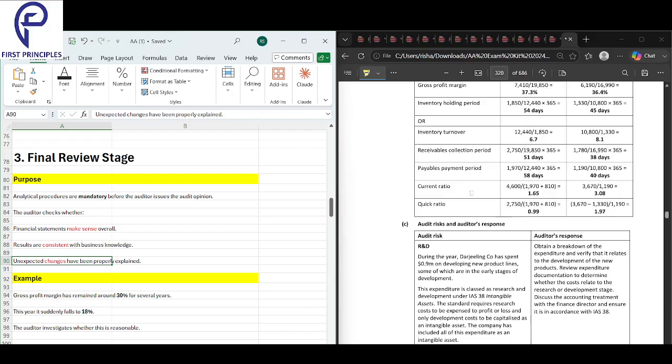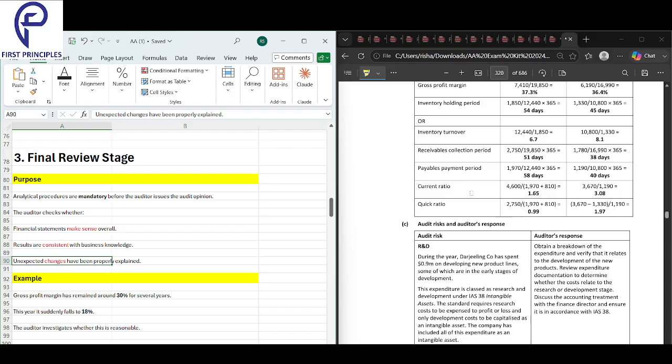Current ratio is easy: current asset by current liability. Quick ratio is also easy: current asset by current liability, and in current asset you just subtract inventory. That is your quick ratio. Inventory turnover is your COGS divided by inventory.